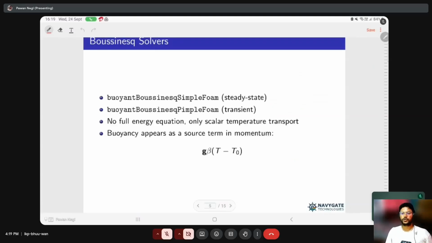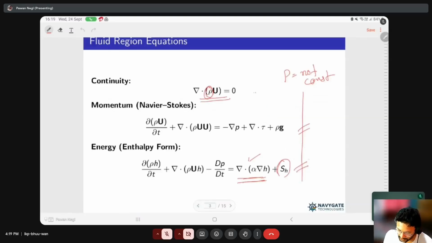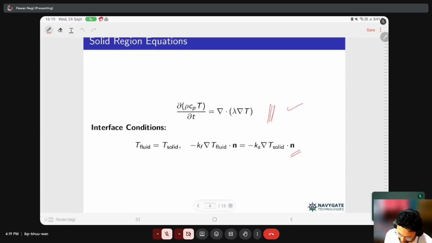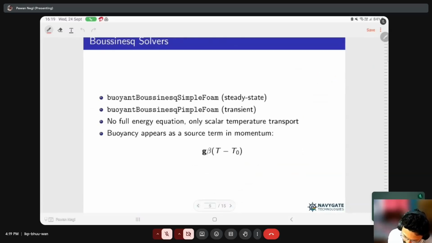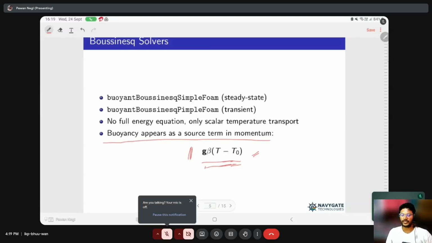There are various solvers where you don't solve this. Basically this is for compressible, but you don't have to consider this rho as a variable. You can consider this rho as a constant. That particular assumption is called the Boussinesq assumption. This says that there will be a change in density that will give rise to a source term that will be added in the momentum equation. This buoyancy term appears in the momentum equation, and you don't have to solve an energy equation. No full energy equation, only scalar temperature transport.